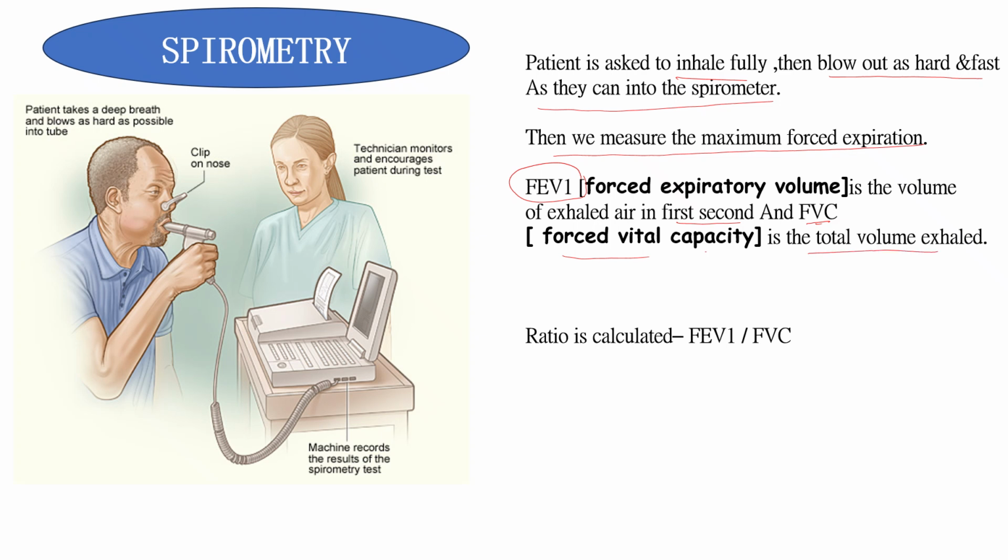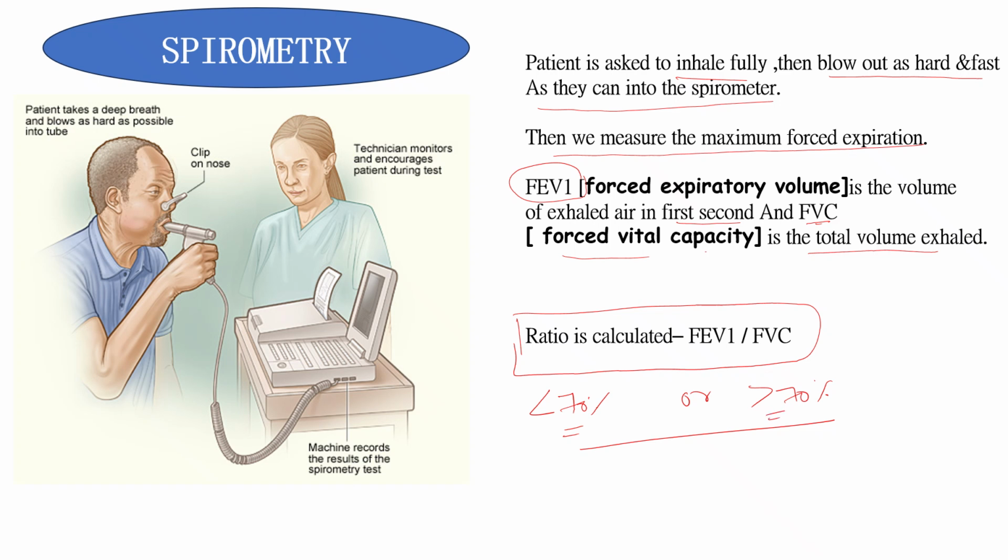So it will be measuring two volumes, forced expiratory volume in the first second and the forced vital capacity, and we calculate the ratio FEV1 by FVC. We have to determine what ratio is coming. Is it less than 70% or is it more than 70%? What happens if it is less than 70% or more than 70%? What kind of conditions are included under it?